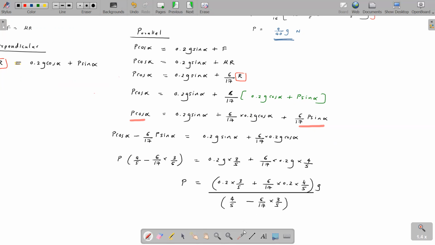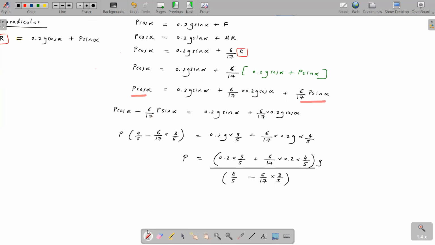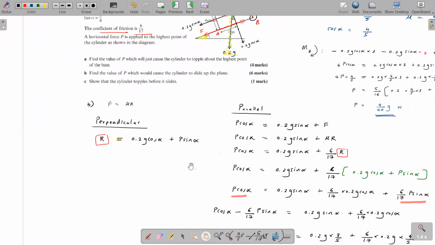So you can have this fraction entire in the calculator and it will do it in the correct order of operation, right? Multiplication will be done first. So input the value and you can get the P answer in terms of G. All right, guys. So it's 3 over 10 G. Can you all see? So P is 3 over 10 G. That's done. That's the P value that will cause the cylinder to slide up the plane.